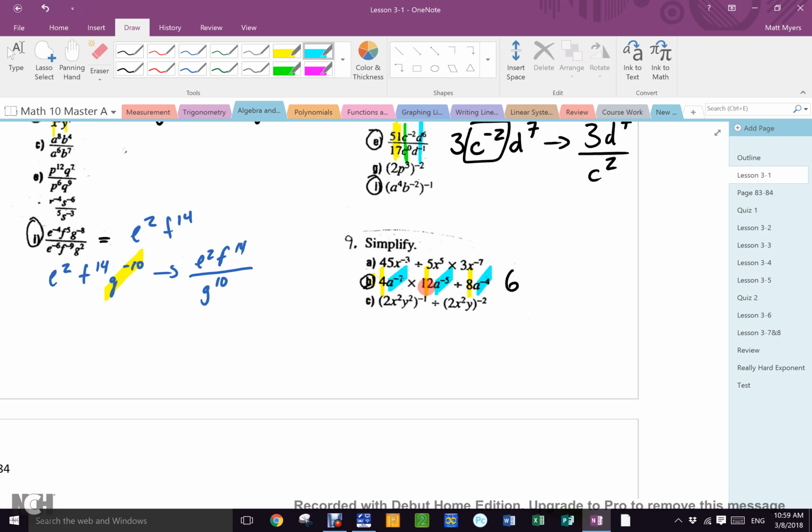Negative 12. Then I subtract them. What's negative 12 minus negative 4? Negative 8. A to the negative 8. What part of that isn't allowed?